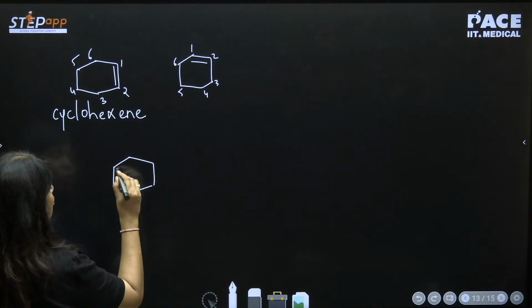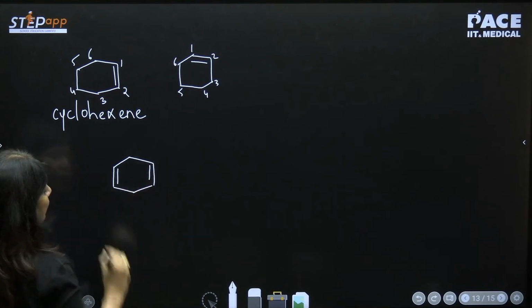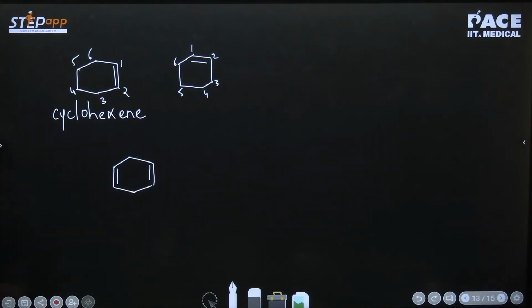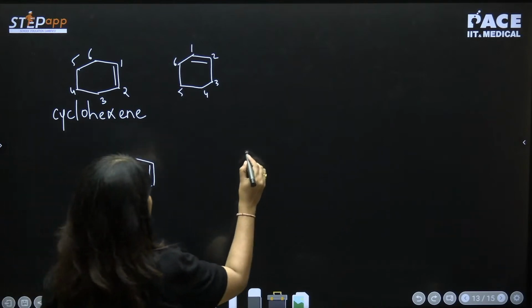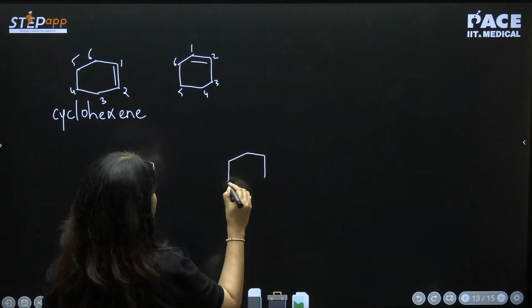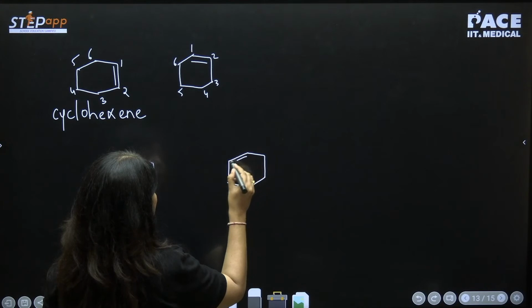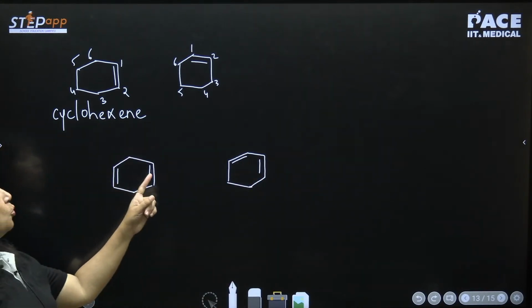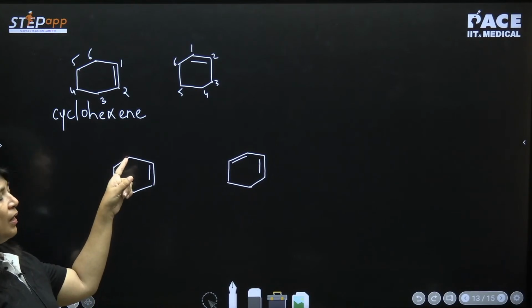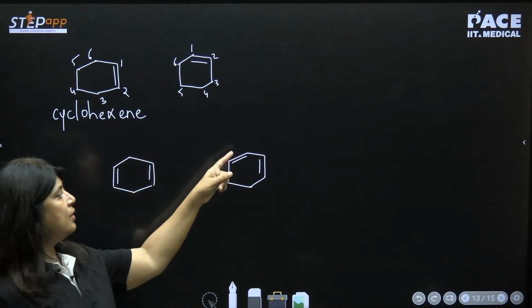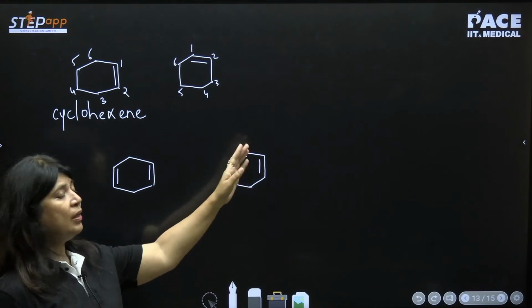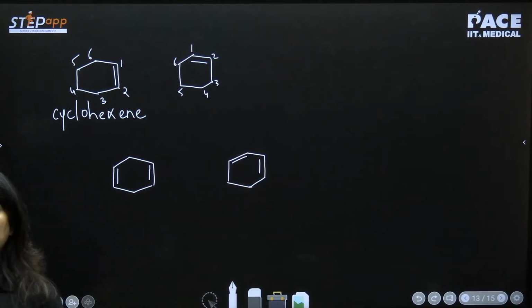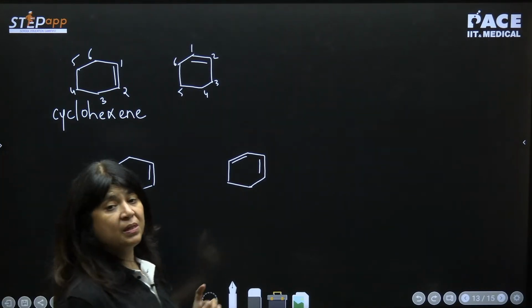Now if I introduce 2 double bonds in the compound, then numbering is compulsory. The reason being, I can have different positions for the double bonds. I could have something like this. Now here the 2 double bonds are separated by 1 carbon. But in this case, the 2 double bonds are on adjacent carbon atoms. So numbering for the carbons of the ring is compulsory.